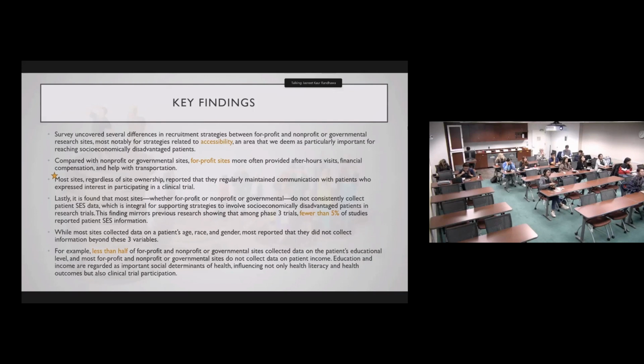So the next point is, while most sites collected data on patients' age, race, and gender, most reported that they did not collect information beyond these three variables. For example, less than half of for-profit as well as non-profit organizations collected data on patients' education level or any information related to income. And it is believed that these are the most important determinants, not only for health or health literacy or other outcomes, but also for participation in clinical trials.